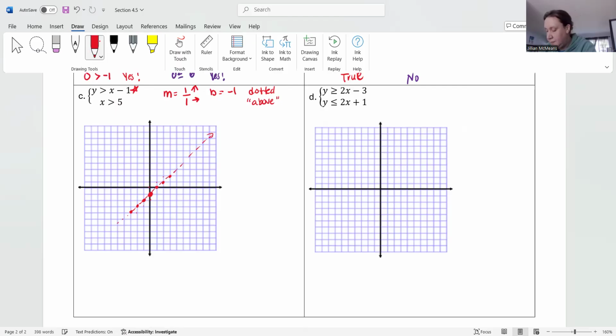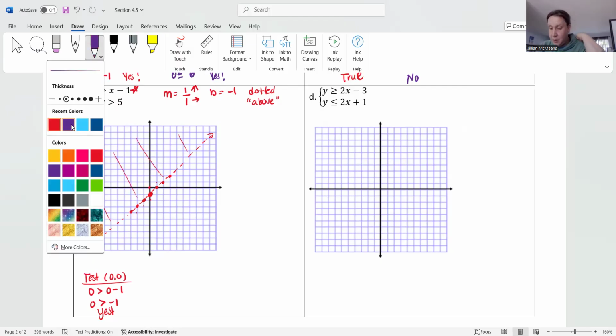All right, we do need to test a point. So let's test the origin. Even though it looks like our line is going through the origin, it's not, I promise. So we can test the origin here. We go back to the original inequality. Anywhere we see an x or a y, we plug in a 0. So we get 0 is greater than 0 minus 1. So is 0 greater than negative 1? Well, yeah, it is. So this is true, which tells me that we do shade the half plane that contains the origin. So we would shade above this line. Okay? So now let's do the other line in purple.